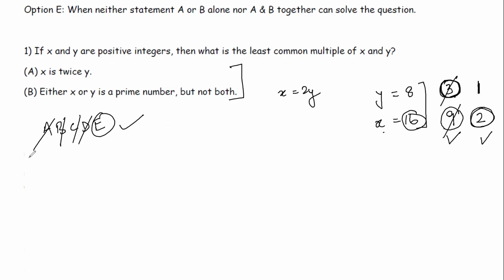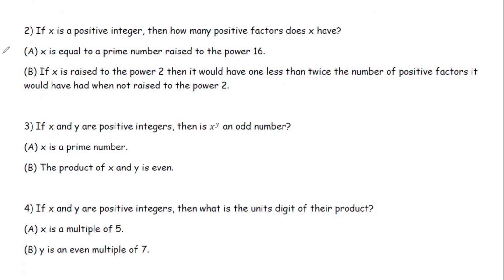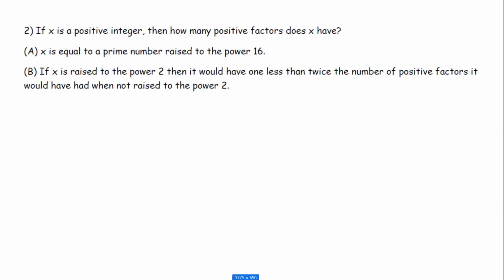Second question. If x is a positive integer, then how many positive factors does x have? Statement A says x is equal to a prime number raised to the power 16. All right, so in number theory, x is equal to a prime number raised to the power of 16. This is what they're saying.